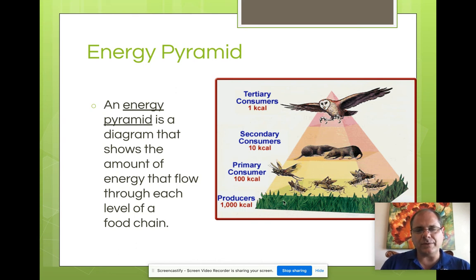So it's showing you that you don't use all of the energy from what you eat. Some of that is turned into waste. So you only really receive about 10% of the other organism's energy that you consume.